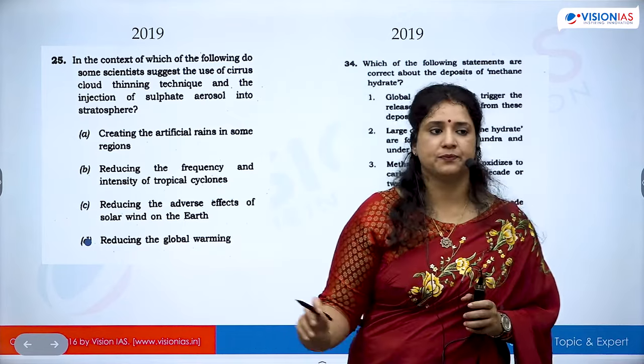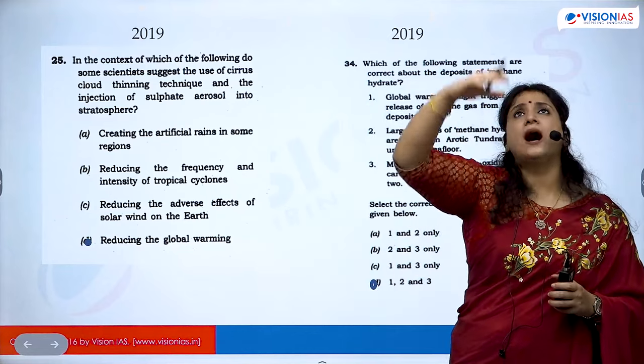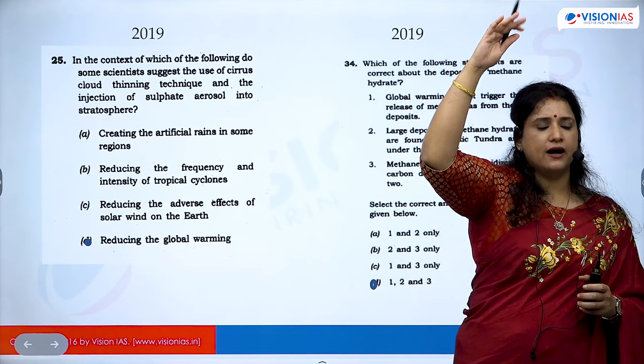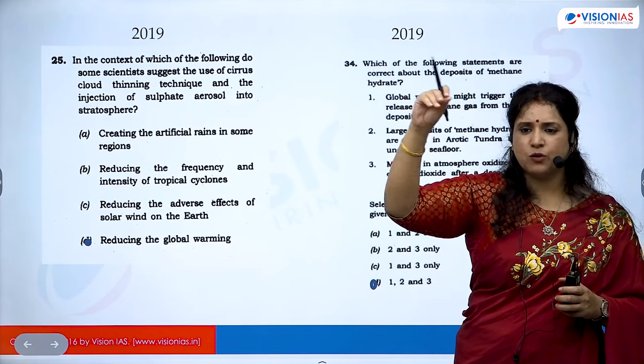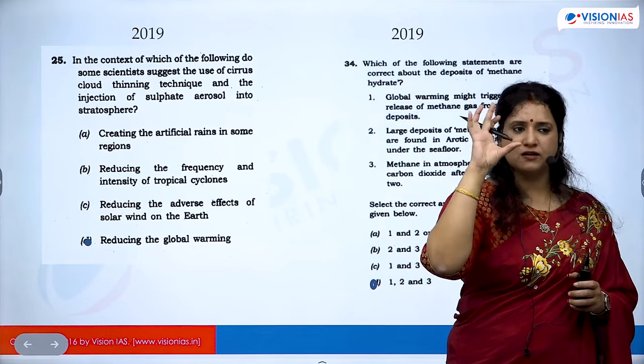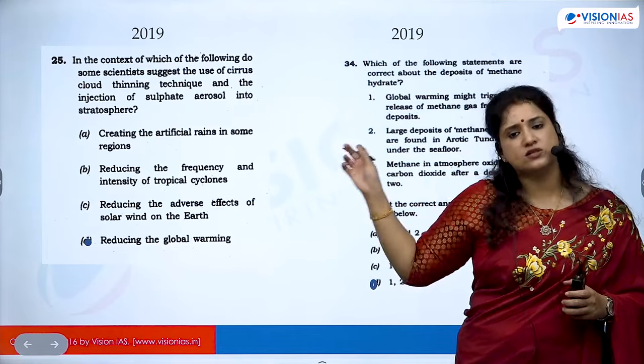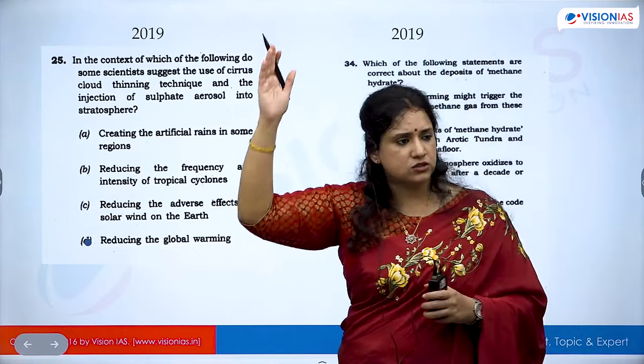cloud? Non-rainy, okay. Any other feature? Uppermost, very good, at the highest altitude. So many times when the sky is very clear, if you look up, deep into the sky, you will see very feather-like small clouds. Cool, feathery. It's not like a proper cotton ball. It looks like a feathery small spread over. Those are cirrus clouds, and they are at the highest altitude.